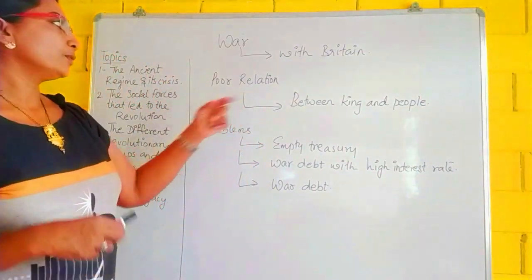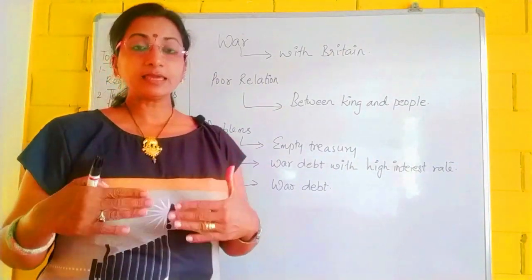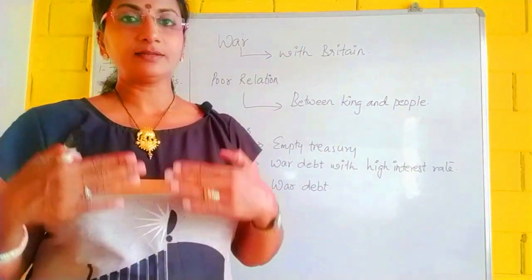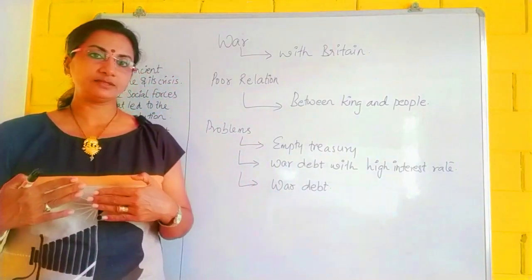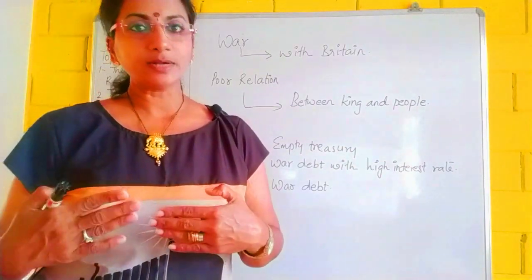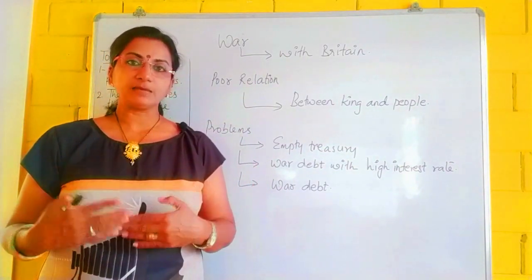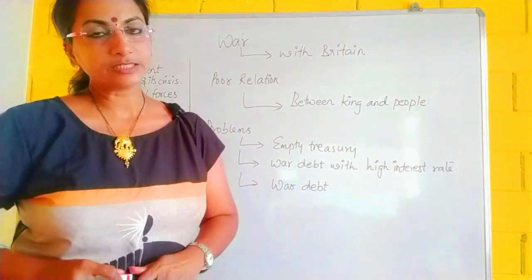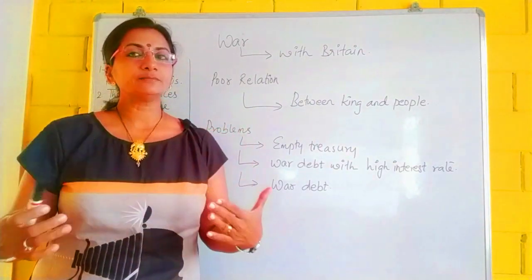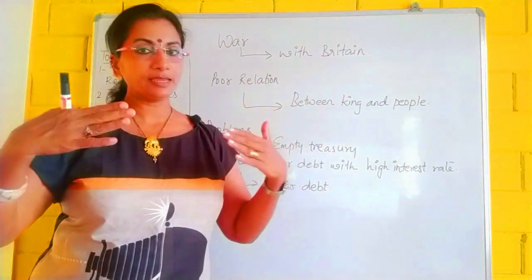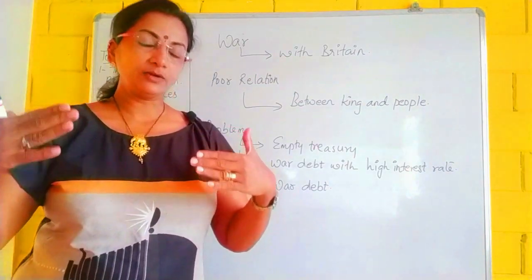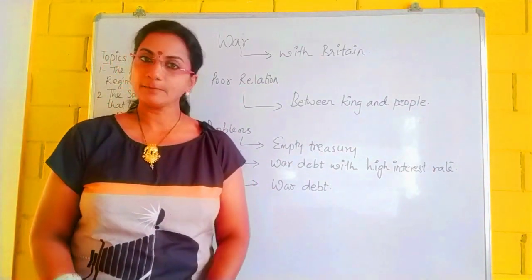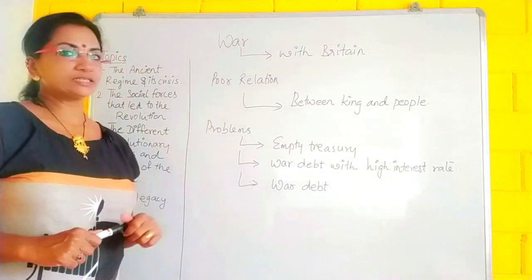Okay, second reason, poor relation. Actually, the king has to keep a good relation with the people. Not only Louis XVI, everywhere, wherever, the rulers have to keep a good relation with the people. In our country it is not a king, it is the government. The government has to keep a good relation with the people. But here, the king did not have any good relation with the people. Already he was in debt and he didn't have any good relation with the people. People are not connected with the king or the government. That is also a main reason.